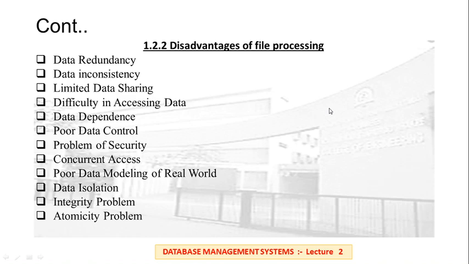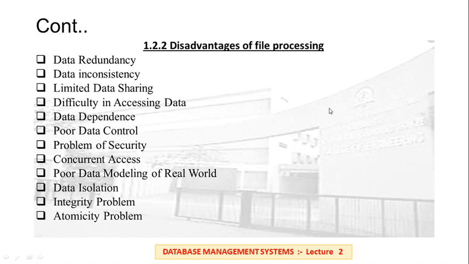The ninth point is the poor data modeling of the real world. It is difficult for file processing systems to represent complex data and the interrelationships. This results in poor data modeling properties, and that means real world applications are difficult to implement using the file processing system.